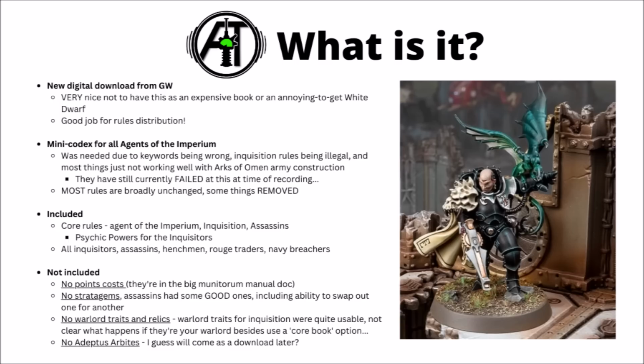This update was definitely needed for the Agents of the Imperium for a whole host of different reasons. First up, they'd officially declared the Inquisition rules completely out of date and unusable in main 40k, so it's good to actually have them added back into the game. There was an issue with the Agents of the Imperium keyword. It basically wasn't in the right place, which meant that assassins were kind of not usable.